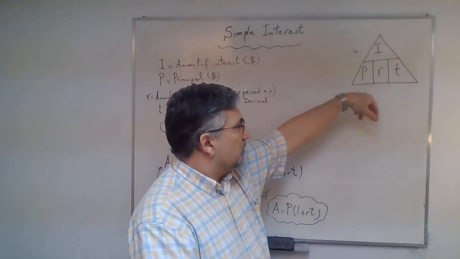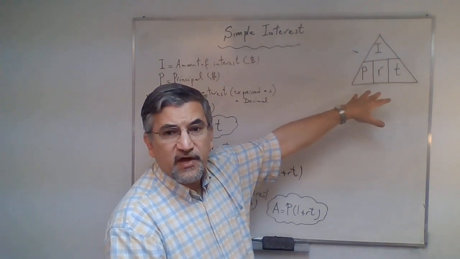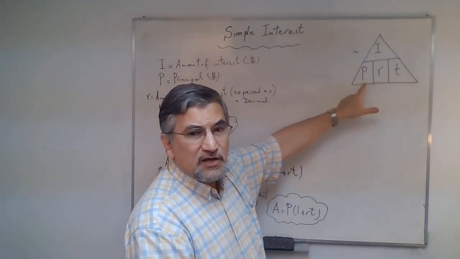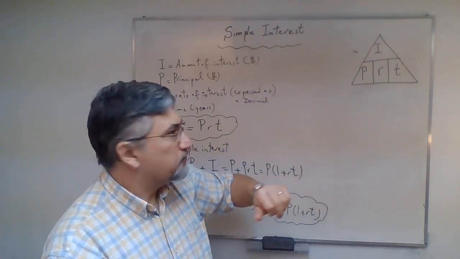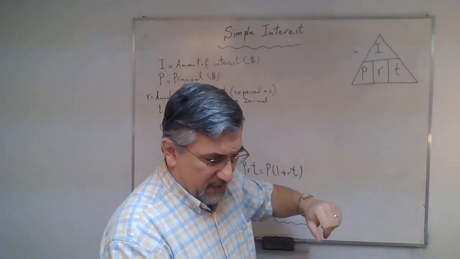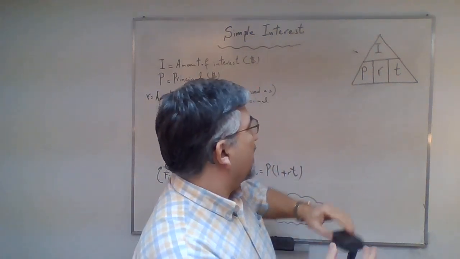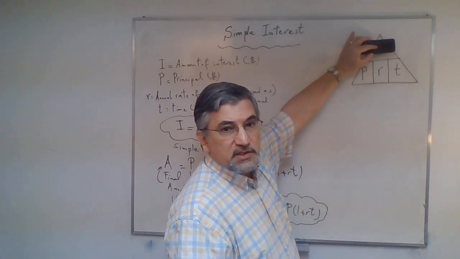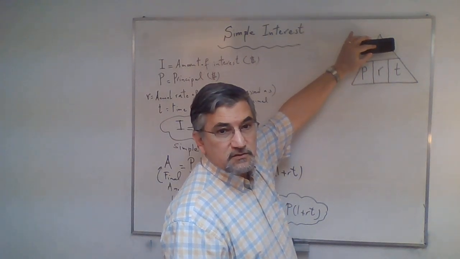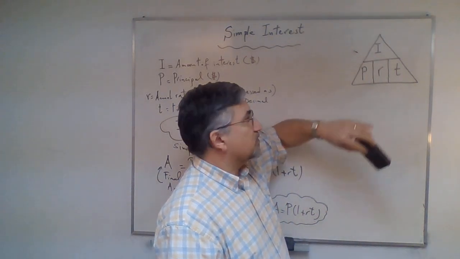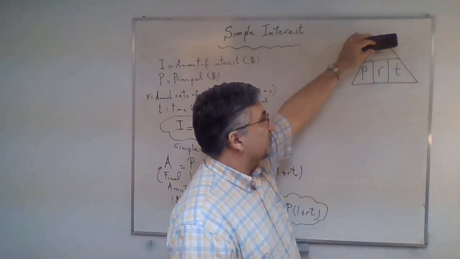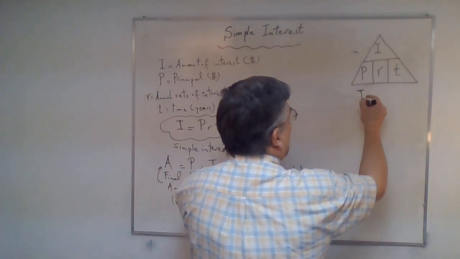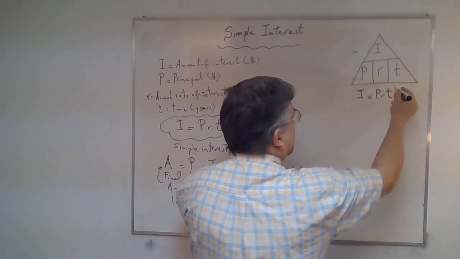This magic triangle, I call it, becomes very handy in calculating any of these four factors. If you want to find I, for example, you can cover I with your hand, and the formula is PRT right before your eyes. So I equals PRT. See, you want to find I, you cover I. So let me write the formula. It becomes I equals PRT.